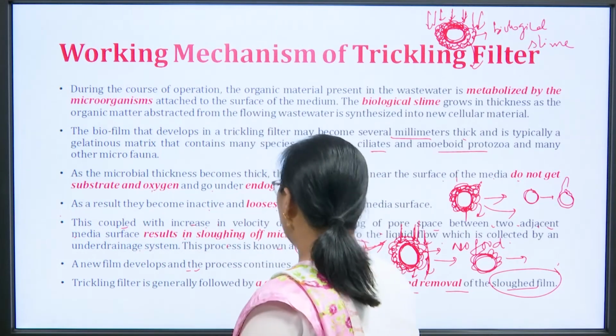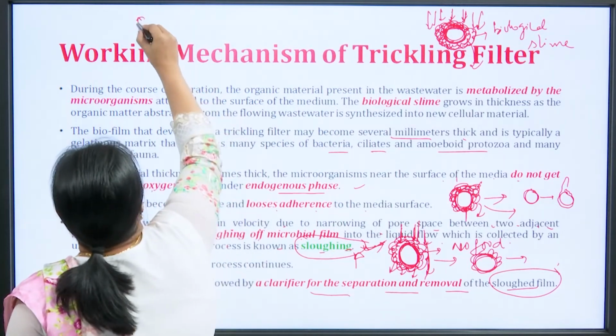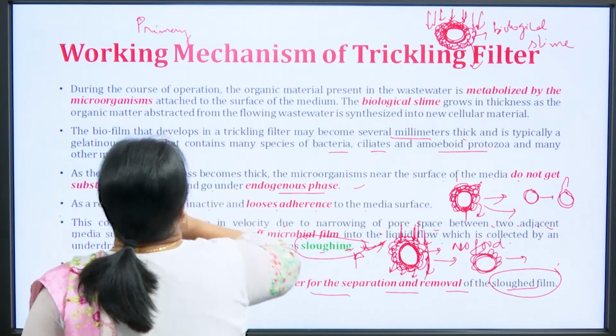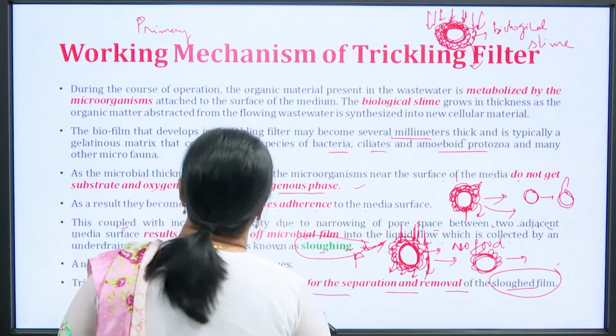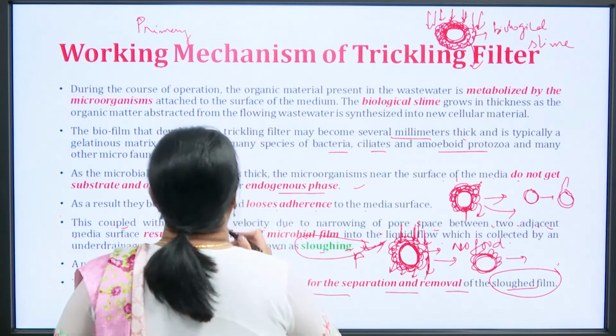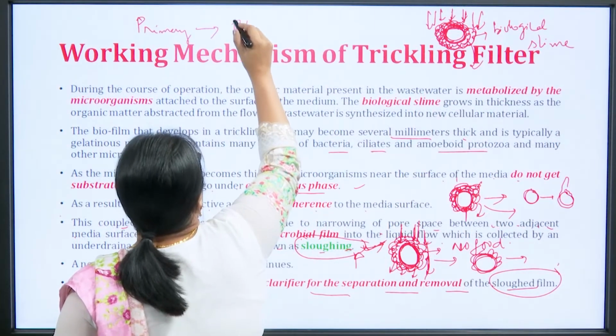Trickling filters, after what will happen? So, first we will have the primary treatment. Primary treatment will be the sedimentation tank, the grit chambers, and the skimming tanks, whatever you want, and then we will have trickling filters.